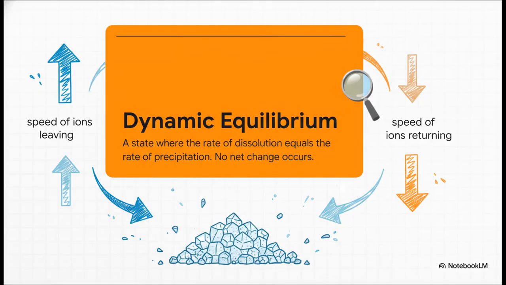Now, when the speed of ions leaving the solid perfectly matches the speed of ions returning, the system reaches a beautiful state called dynamic equilibrium. And this is the whole secret. Even though to our eyes the pile of chalk at the bottom isn't shrinking or growing, that microscopic dance is still happening like crazy. The action hasn't stopped, it's just perfectly balanced.